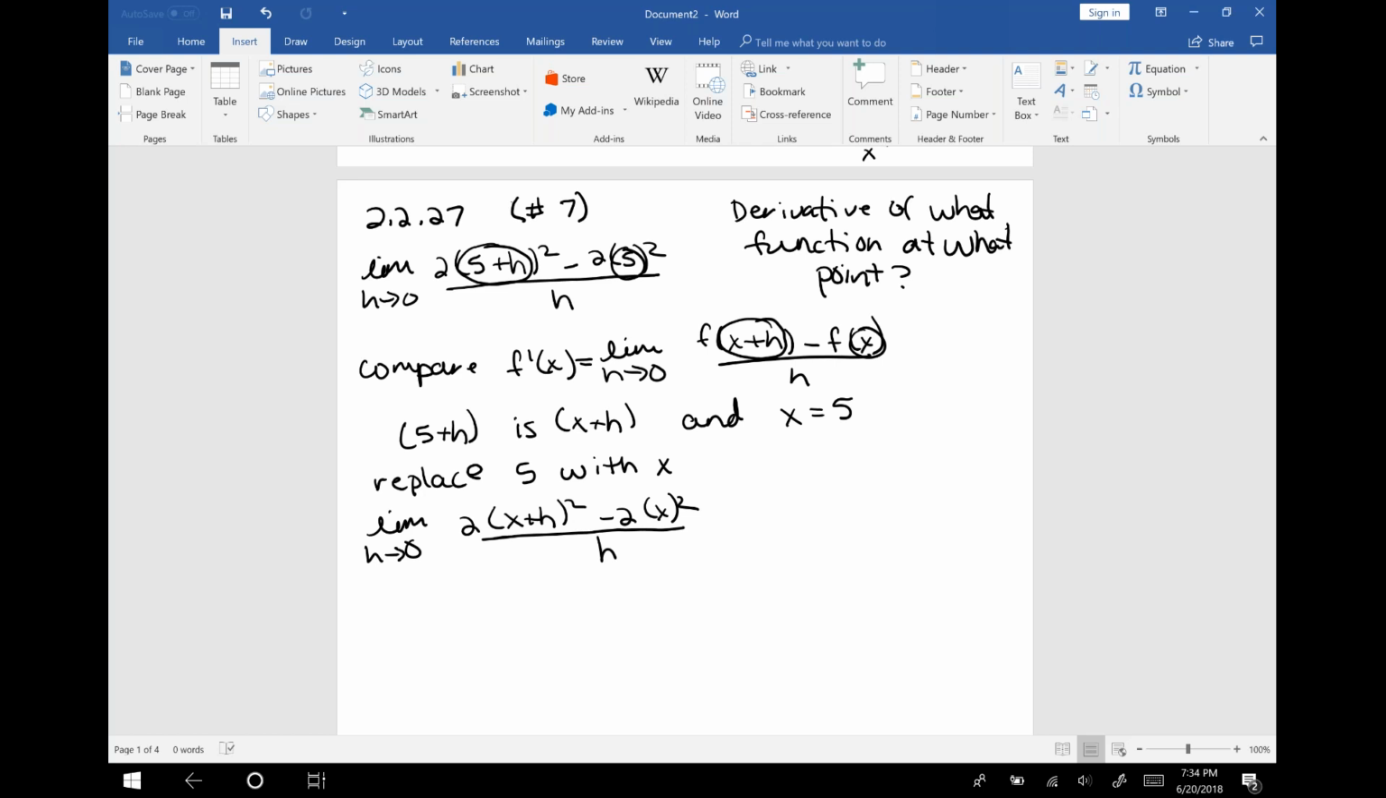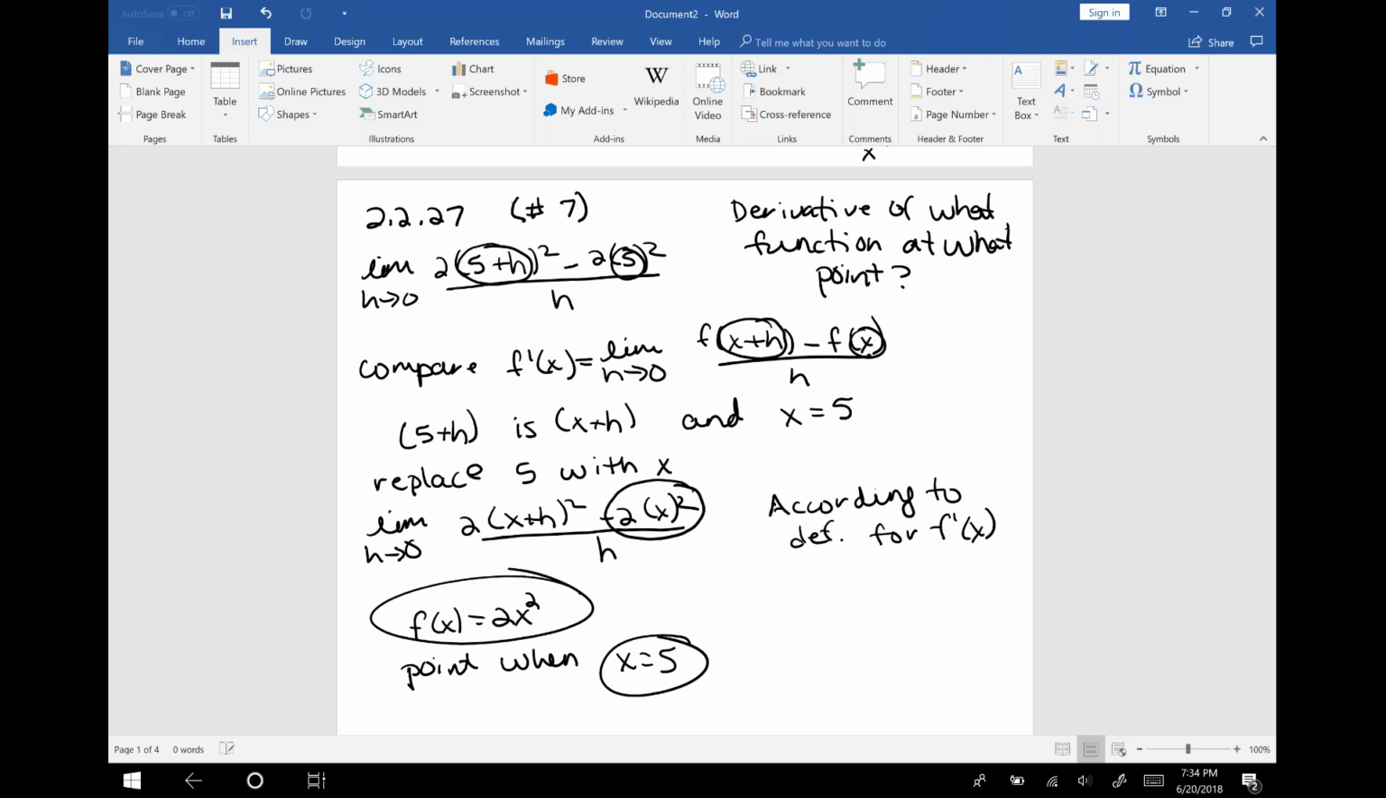All right, then, according to our definition, our formula for f prime of x is supposed to be this thing right here. So that's going to be our function. f of x is going to be our function 2x squared. And then where it says at what point, the point is going to be when x is equal to 5. So that's going to be the point, and that's going to be the function. All right. Any question on that?